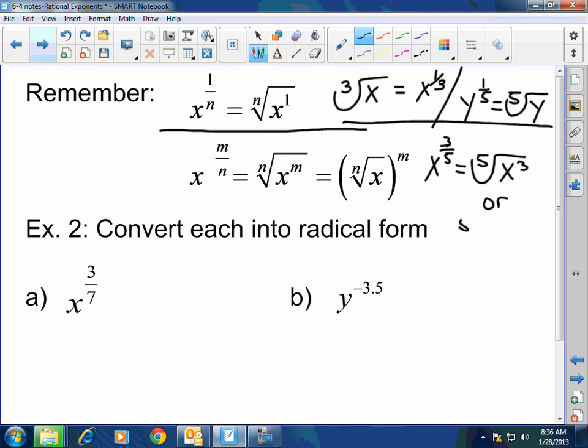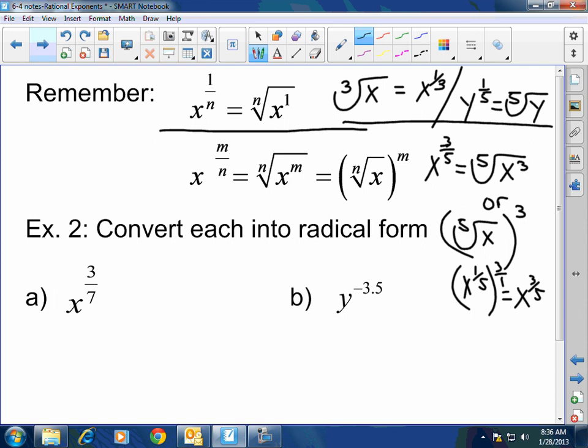Sometimes you may see it like this, the 5th root of x, cubed. Why would they write it like that? Well, think about it. The 5th root of x works out to be x to the 1/5. That's raised to the power of 3. I don't know if you guys remember, but when you raise a power to a power, you multiply the exponents. So that would become x to the 3/5, because 3 times 1 is 3, and 1 times 5 is 5. So that's how they get that.